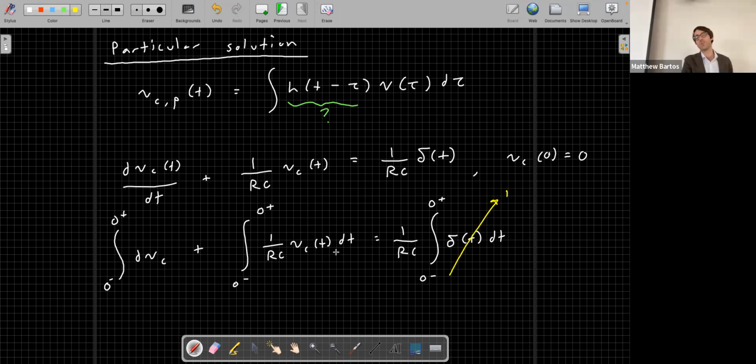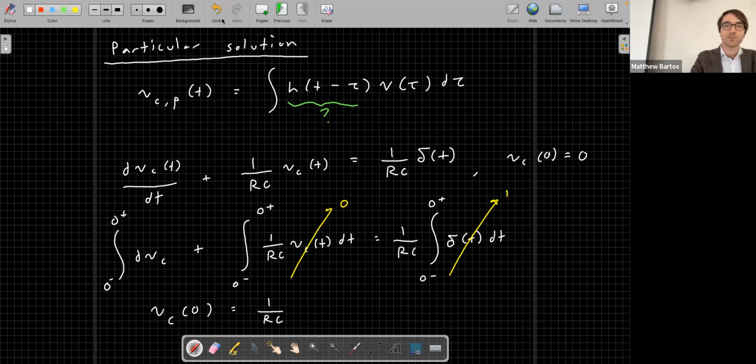Okay, and if we're integrating Vc(t) from the negative side of 0 to the positive side of 0, what does this integral evaluate to? Which is 0, right? And so what we end up with is that the impulsive input is equivalent to starting with an initial condition Vc(0) equal to 1 over RC, right? And that comes from this 1 over RC here. So you can think of the impulse response as being equivalent to the response of the system to some initial condition in this case.